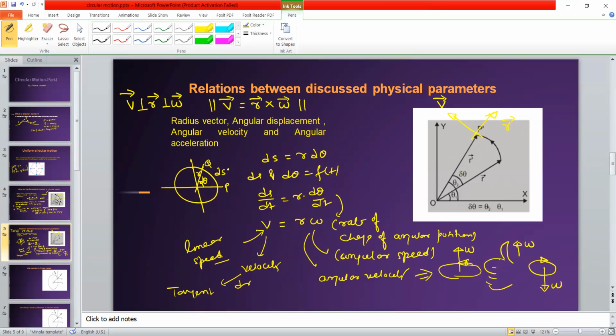Okay, clear? Now, if v equals r omega, if we just further differentiate it, we may write dv by dt is equal to r d omega by dt. That is nothing but the linear acceleration equal to r into alpha, that is the angular acceleration. Okay, so these are the relationships between linear acceleration and angular acceleration, linear velocity and angular velocity. Okay, so let's move ahead.